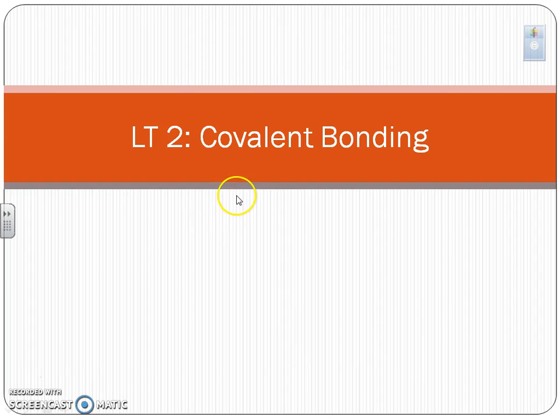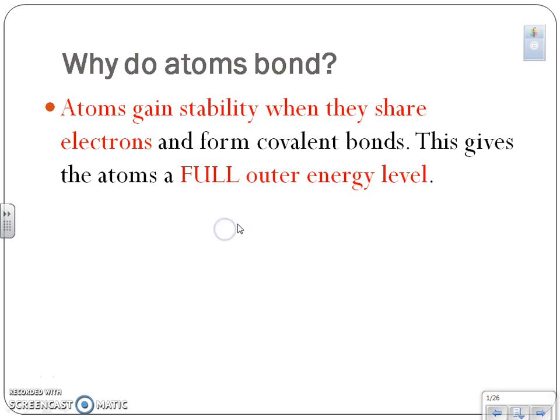Alright, so the first thing on the notes that you need to think about with bonding is why atoms bond to begin with. Atoms are going to bond so that they gain stability by sharing electrons in a covalent bond. If you recall back in ionic bonds, electrons were transferred from the metal to the nonmetal and ions were formed. But in covalent bonding, electrons are shared between nonmetals. They do this so that they have a full outer energy level.